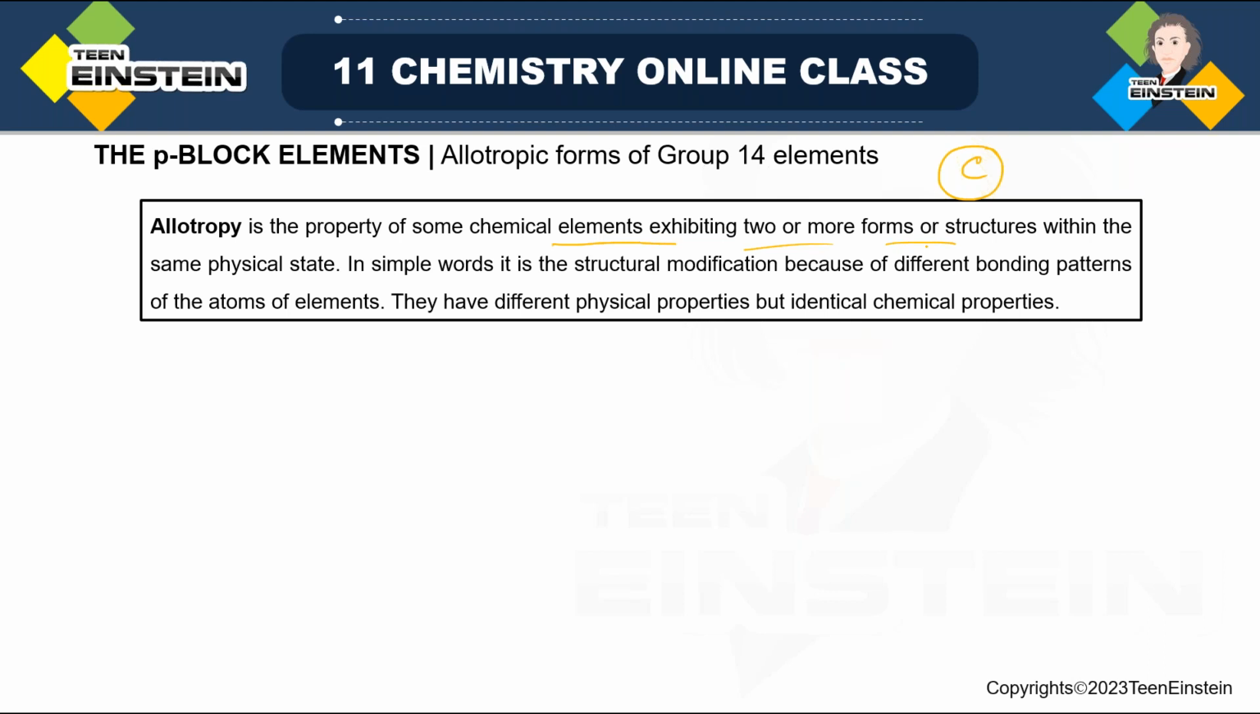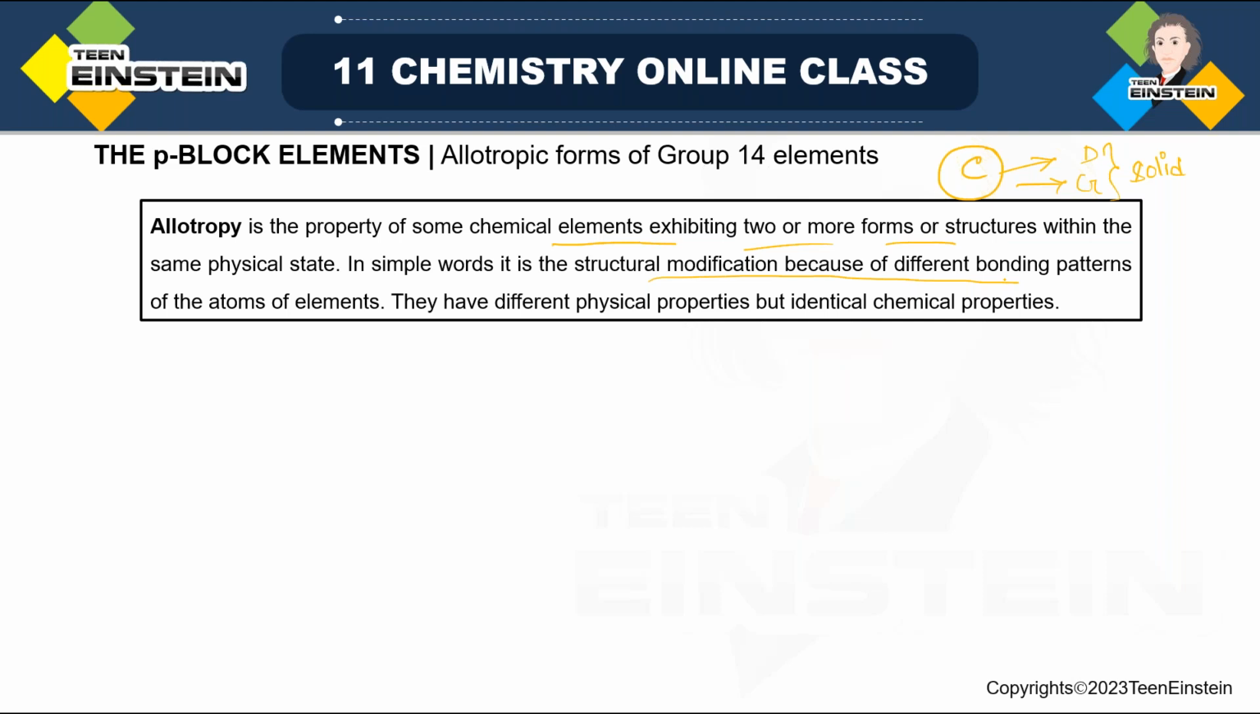Within the same physical state means, just take the example of carbon. It has one very important allotrope, which is diamond, and another one is graphite. Both are solid, so the physical state is the same. There are many other allotropes of carbon also, I'm just taking these two examples. Though both are solid, their structure and bonding are so different that their physical properties will be very, very different. So in simple words, it is a structural modification because of different bonding patterns. The bonding pattern is different, so the structure is modified, and that is the reason they will have different physical properties.